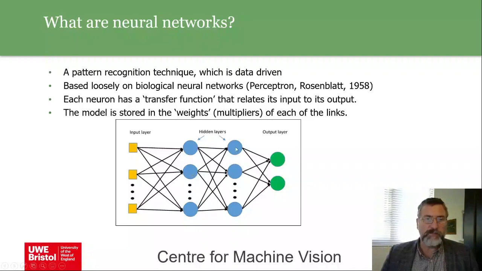And there are these links between each of these neurons. Now, each of these links has a multiplier associated with it. In other words, you put a value in, it's multiplied by this value to give the value that's going into the next one. Now, the weight is just a factor, which is used in the multiplication. And that's where the model is stored in the neural network. These weights are modified automatically during training. And depending on what those weights end up being, that's your model.